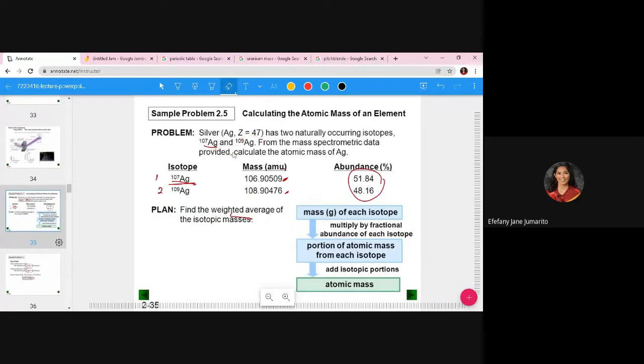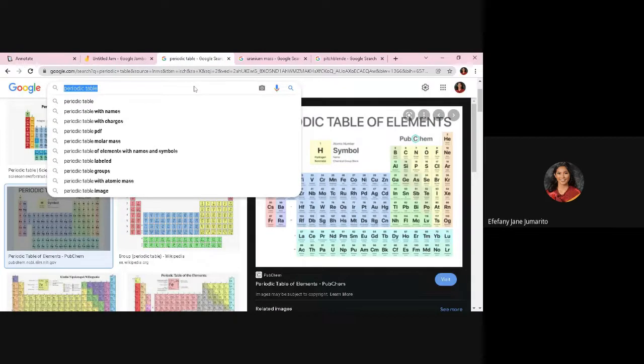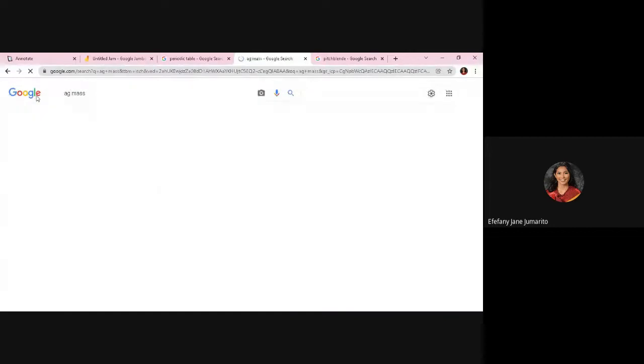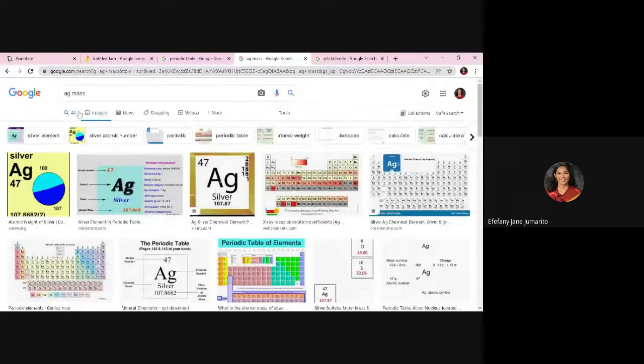Now we also have the isotopes of silver, silver 107 and silver 109. Silver 107 has a different mass from silver 109. In the periodic table, the mass of silver, Ag, is 107.87.